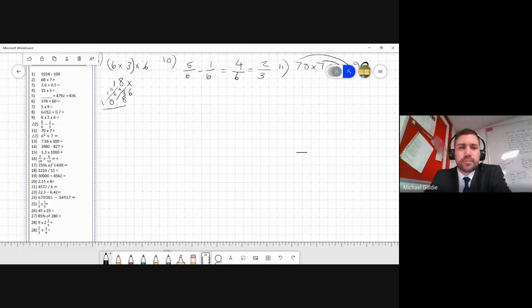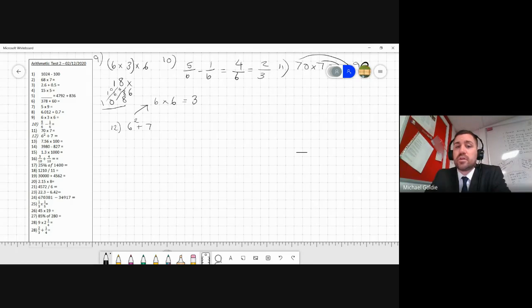Number 12. 6 squared, add 7. First of all, we work out what 6 squared is. Now, 6 squared simply means 6 times by itself, 2 6s, hence being the squared. And 6 squared equals 36. Once you've worked that out, add 7 to it, 36 add 7, and that gives you the answer of 43. Okay.